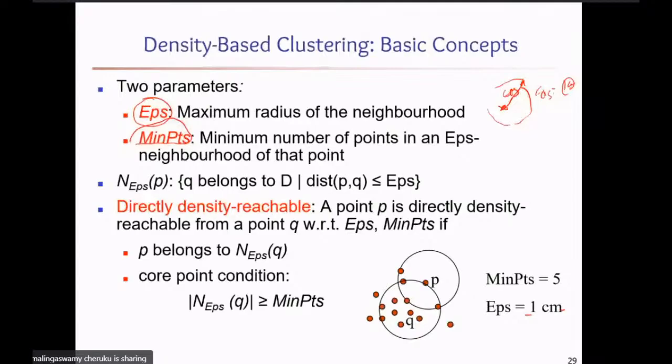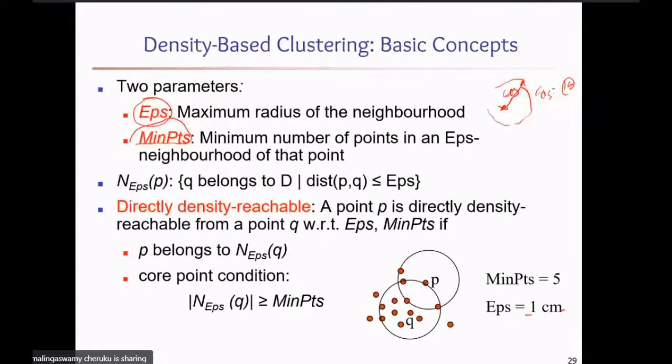Now let us come to another concept called epsilon neighborhood. This is denoted as N epsilon of P. So Q belongs to D, in the epsilon neighborhood of P, if and only if the distance between P and Q is less than or equal to epsilon. What does it mean?